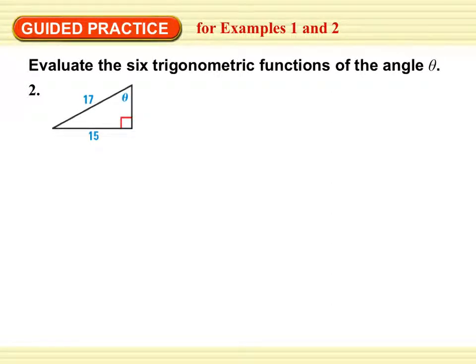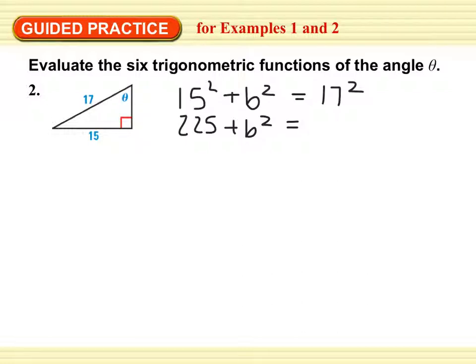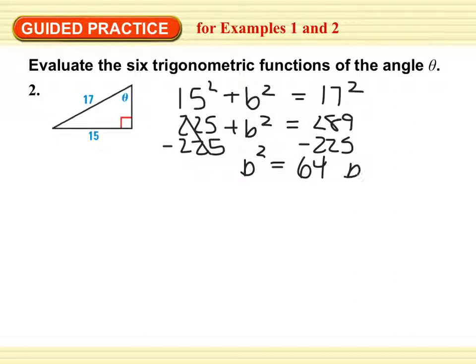Okay, try another one. This one I know A, I don't know B, and I know C. So I have 15 squared plus, nope, sorry, 17 squared, subtract 225 from both sides. Minus 225, 64. So B equals 8.